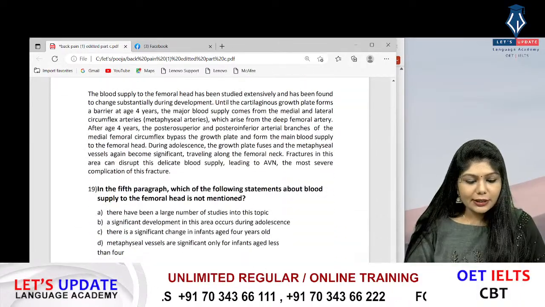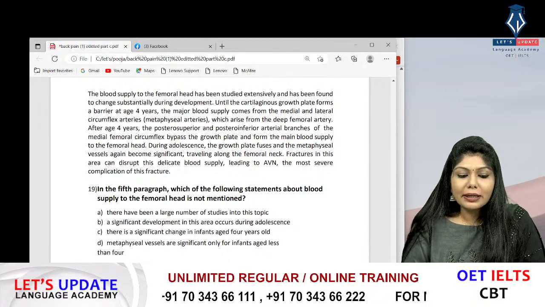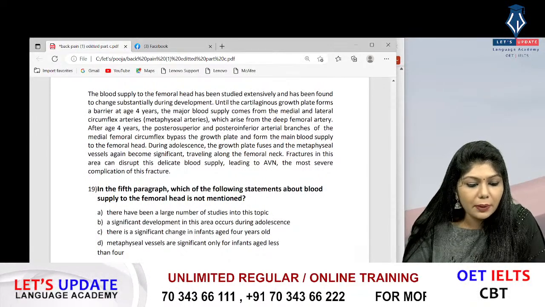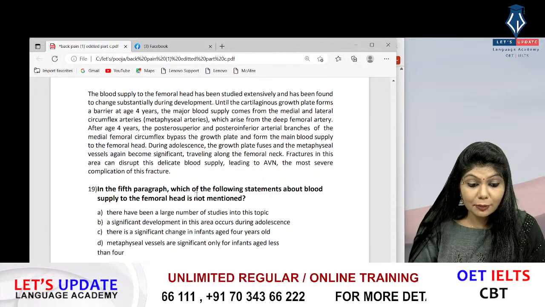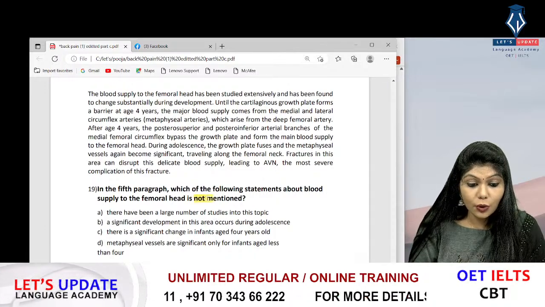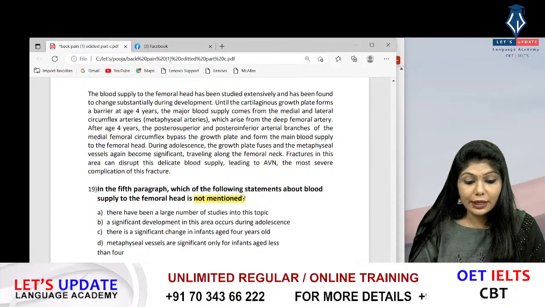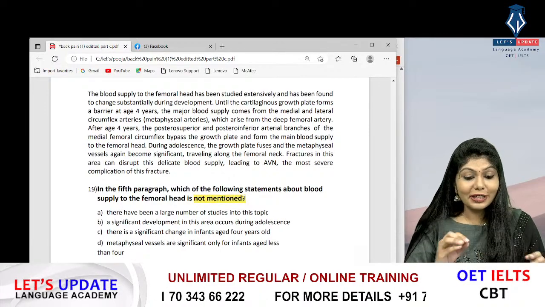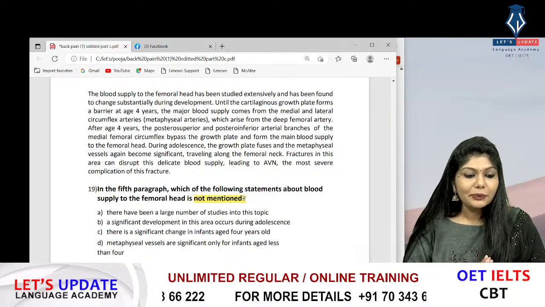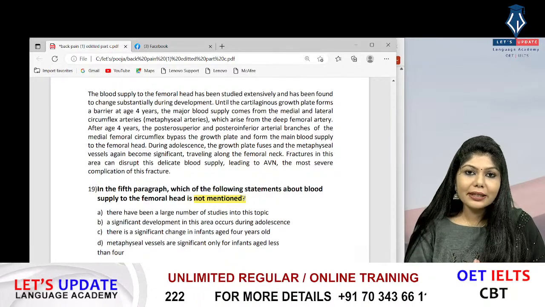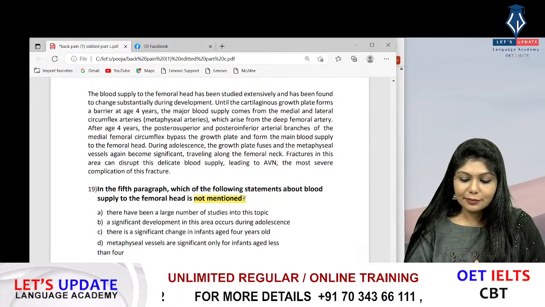Now the question is, in the fifth paragraph, which of the following statements about blood supply to the femoral head is not mentioned? Again, they're asking for something that is not mentioned, or not true, or false, or incorrect. Just highlight that part of the question whenever you see that, or circle it or underline it. And then now you can read the paragraph. I'll give you a minute to read it by yourself.